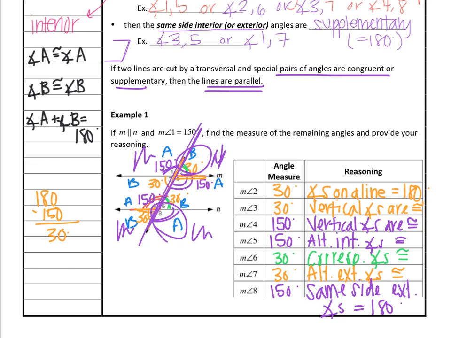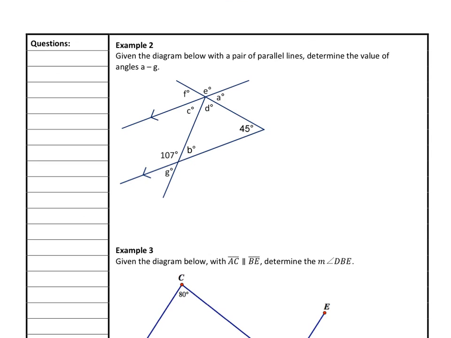Okay, I know it took us a while to get through this front side. We do have a little bit to do on the back side pertaining to parallel lines and finding angle measures. So flip it over. Okay, example 2 says, given the diagram below with a pair of parallel lines, determine the value of angles A through G. So we've got parallel lines here, and the parallel lines are marked by this arrow on both pairs of lines.